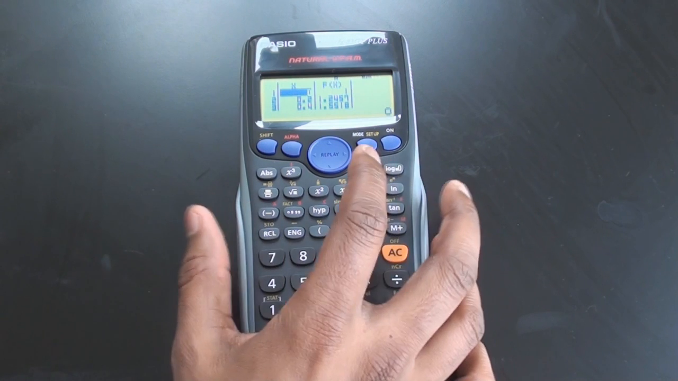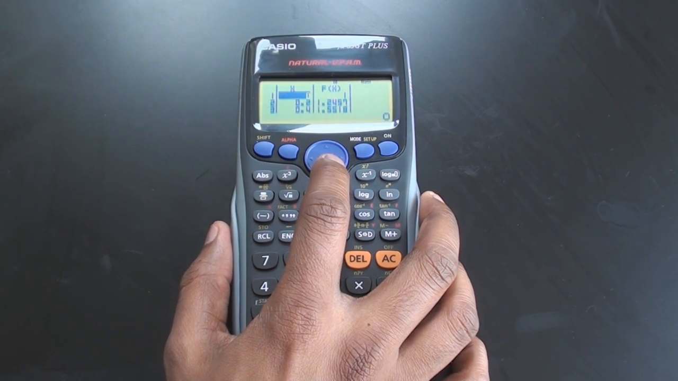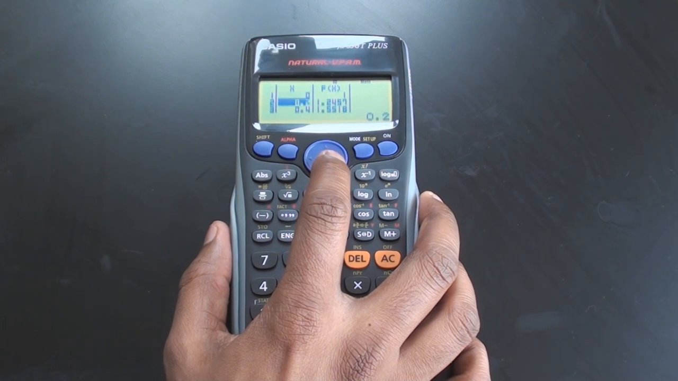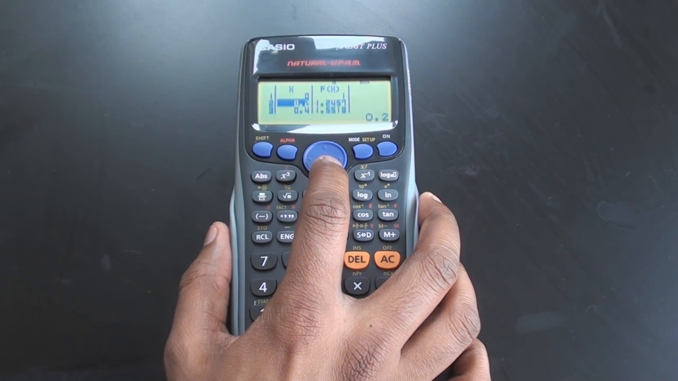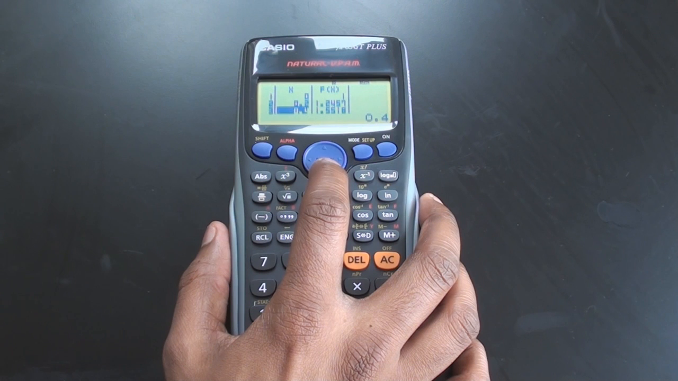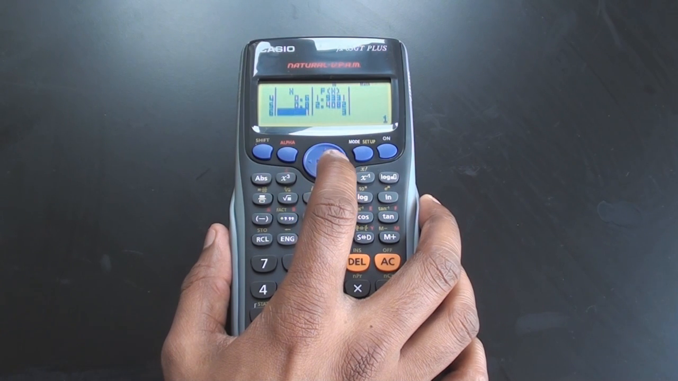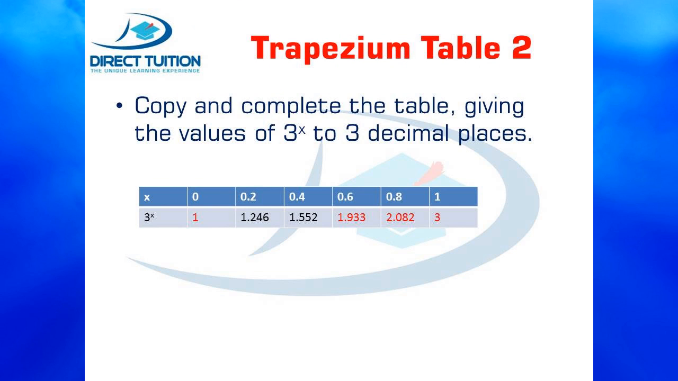Okay, and here we are. So when x is 0, fx is 1, so y is equal to 1. So we can add this into our table. X is 0.2, we get 1.246 to 3 decimal places. At 0.4 we get 1.552. At 0.6 we get 1.933. At 0.8 we get 2.408. And at 1 we get 3. Let's try the next one.